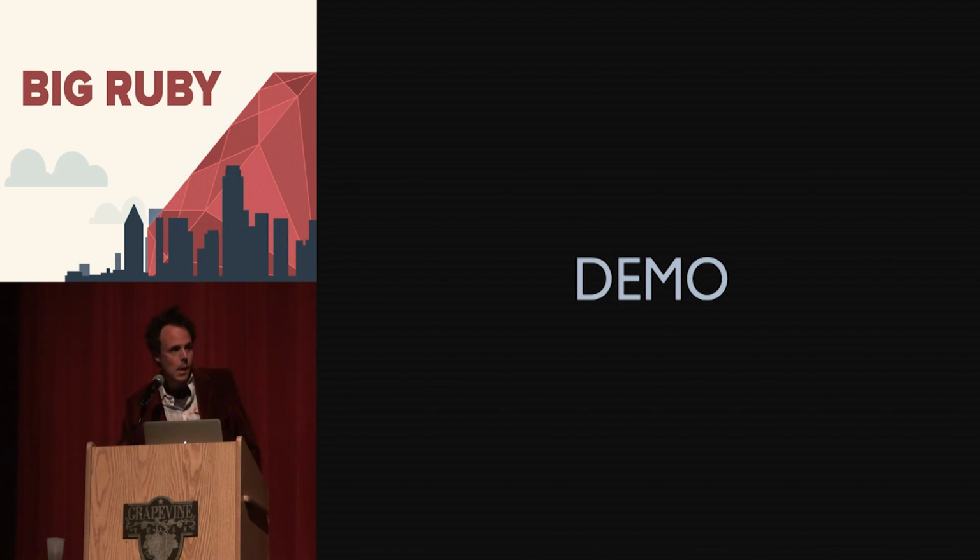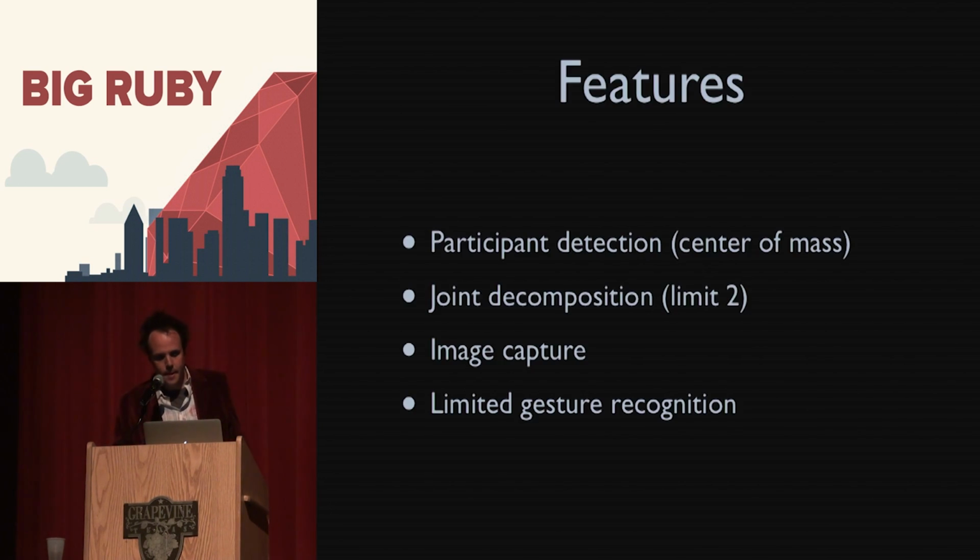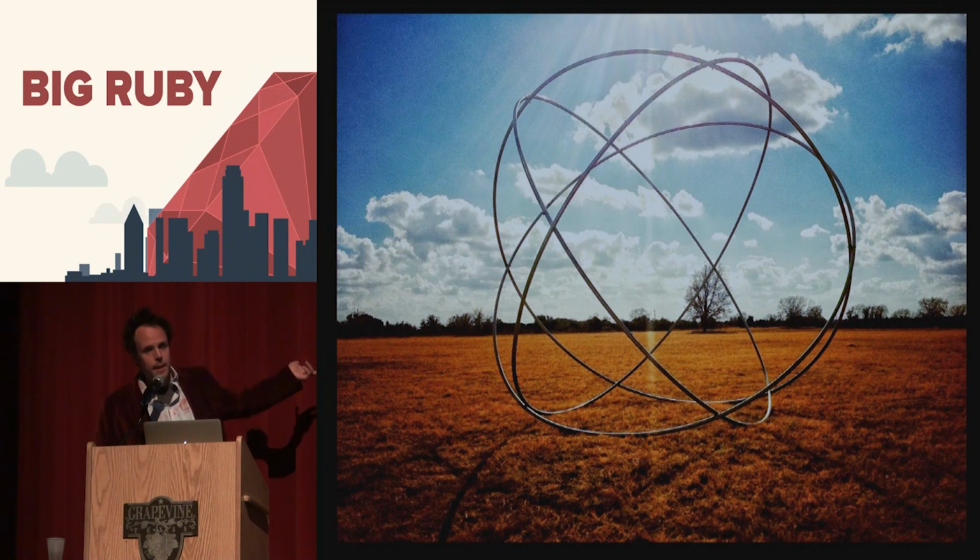Resuming where we left off. So what this supports is participant detection, which is like when people walk into the frame, you can pick up quite a few people this way. It'll only do the joint decomposition for 2 people, and that's a limitation of the Kinect. Also, we can capture images off of those cameras, and it has very limited gesture recognition for the time being. And I basically hustled all summer to try and get this thing out for Burning Man, and as you know, they don't move the start date for Burning Man just because one art project is late. So the code is in a little bit of disarray.